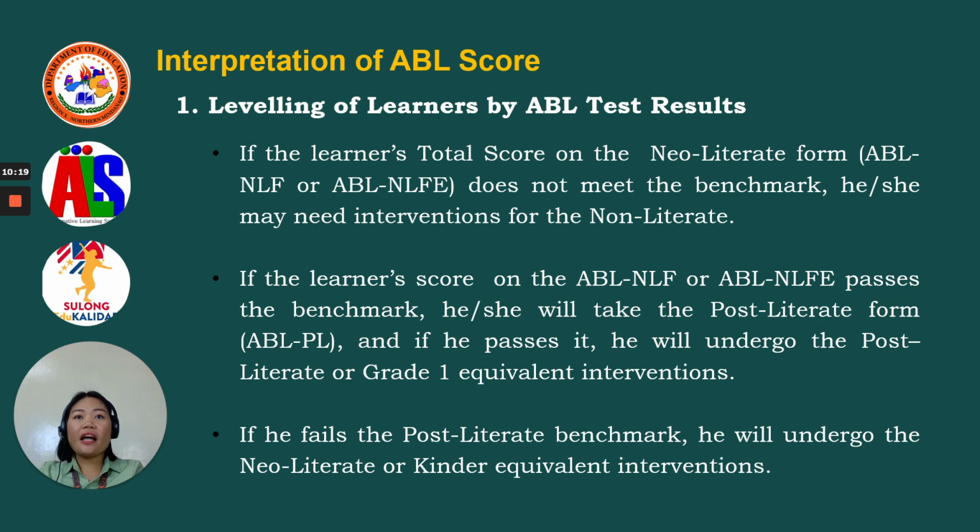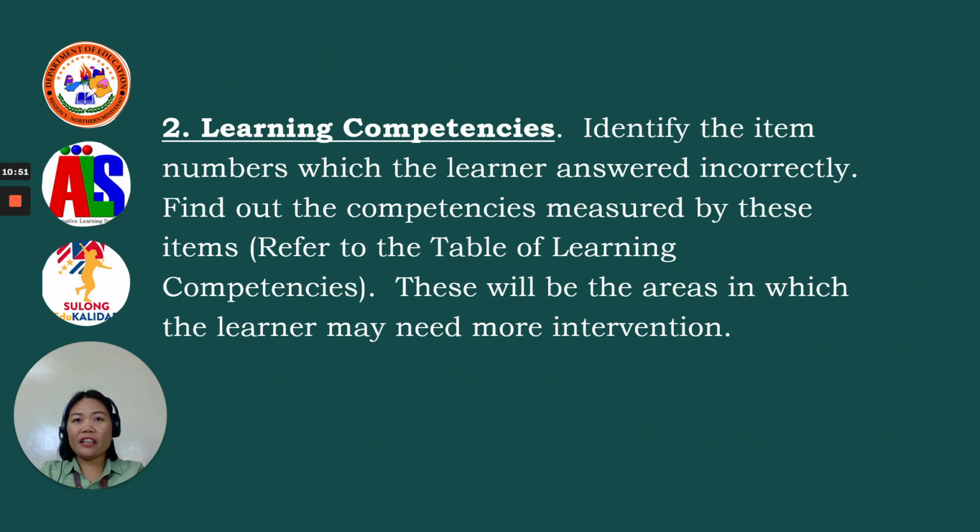The learner has to take the neo-literate form first, and if he fails in it, that means he may need kinder skills yet. But if the learner passes the neo-literate form, he or she may try the post-literate form. If the learner succeeds, then he can be aligned in the level equivalent to grade 1. But if not, he or she may remain at the neo-literate or the kinder level.